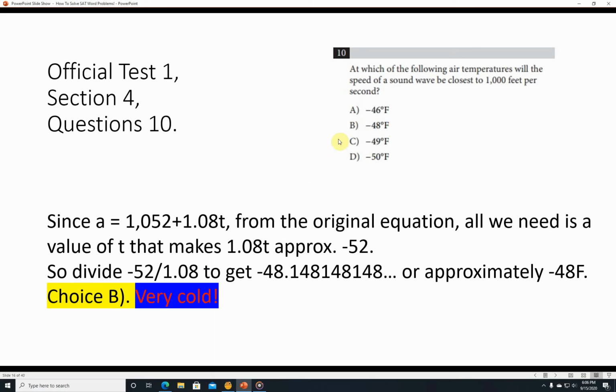And those of you who are chemistry, physics, etc. students might recall that degrees Fahrenheit and degrees Celsius are the same at negative 40 degrees Fahrenheit or negative 40 degrees Celsius because they're the same. That doesn't really have much to do with this, but it's just a little bit of trivia that popped into my head. So anyway, the answer is B, negative 48 degrees Fahrenheit, which is very cold.